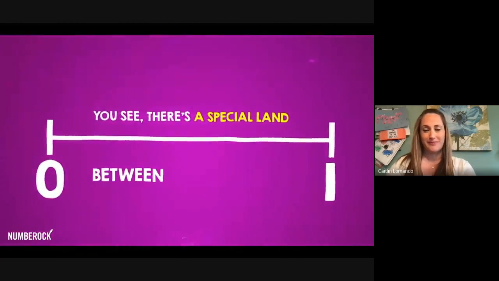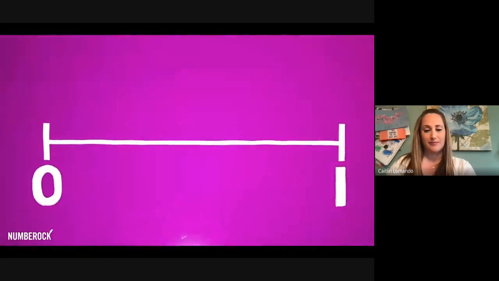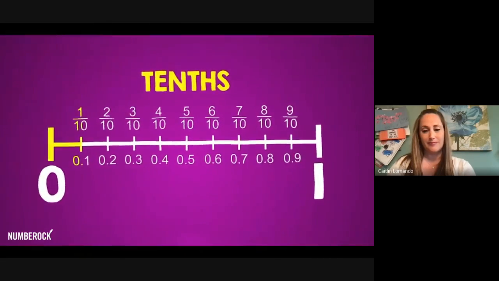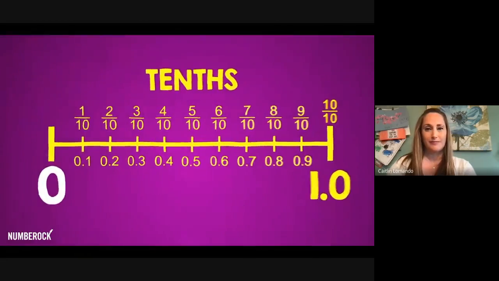You see, there's a special line between 0 and 1, where you'll find decimal numbers in every fraction. Between 0 and 1, make 10 intervals. These are tenths written as fractions or decimals. When counting by tenths, after you get to 9, the 10th makes 1 whole on the number line.